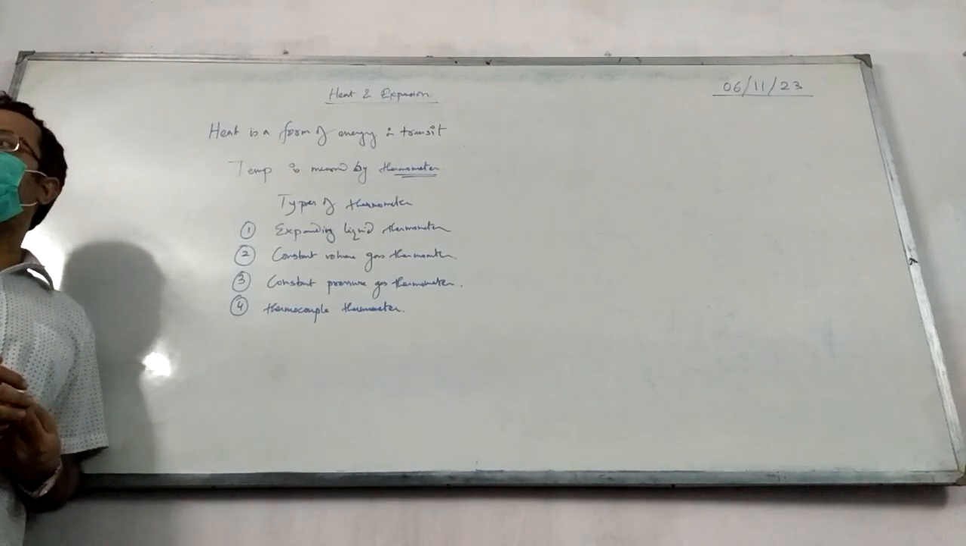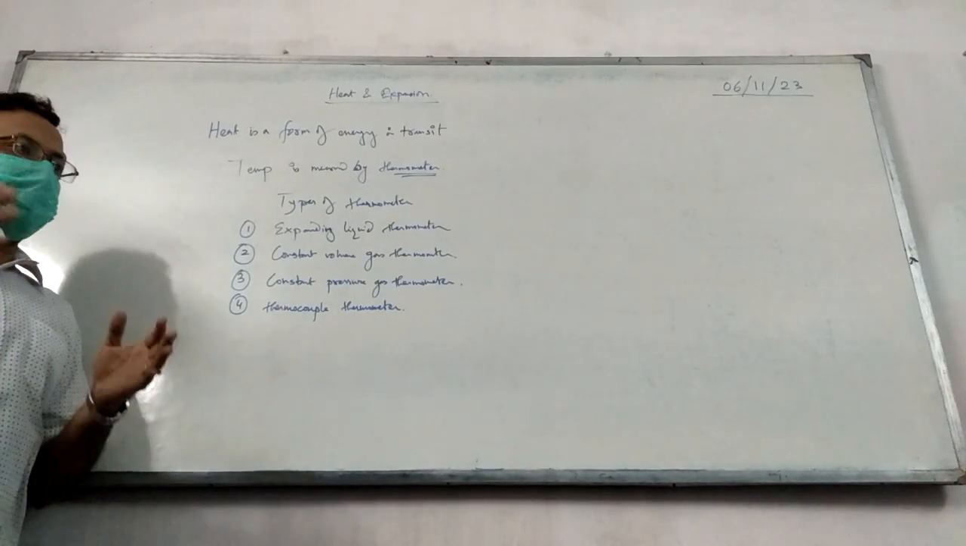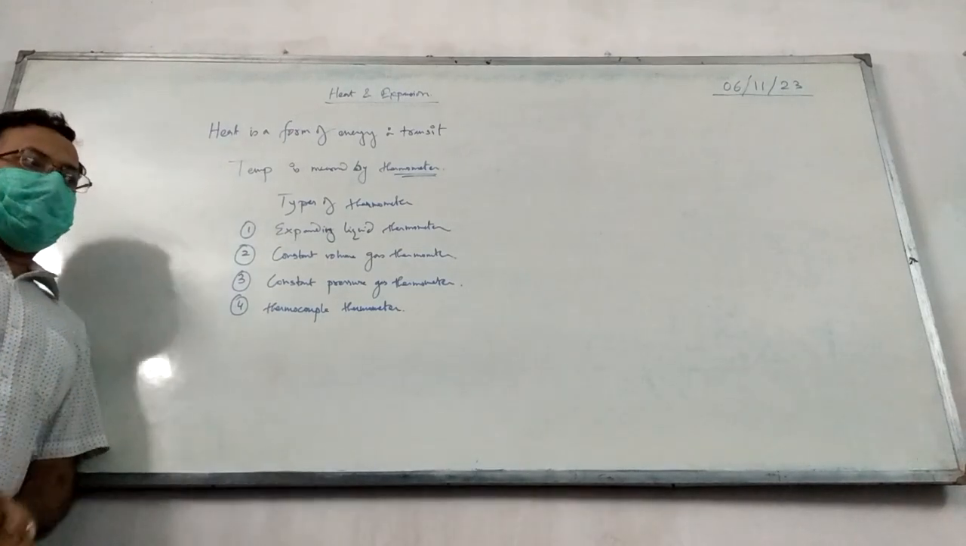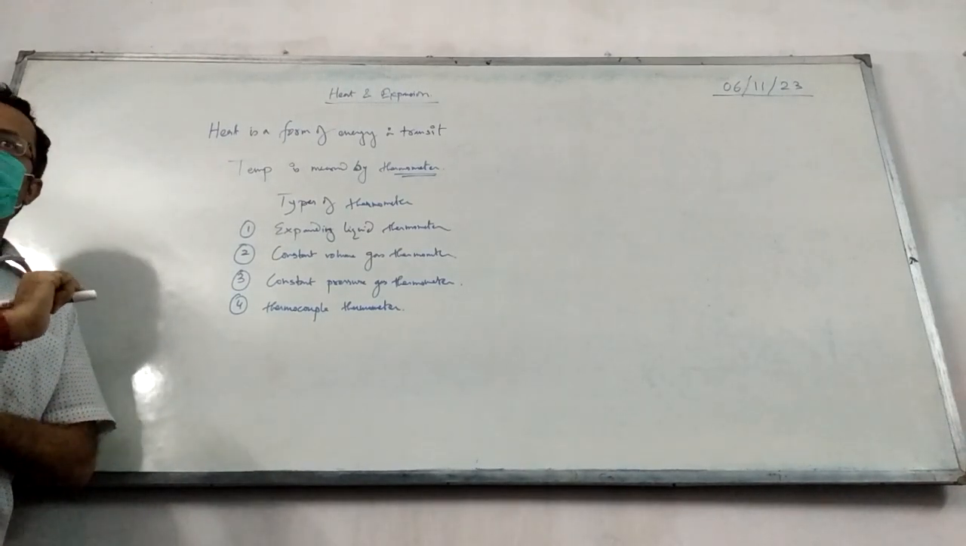For extracting iron. Molten iron comes out. You know it melts at about 1700 degrees Celsius.